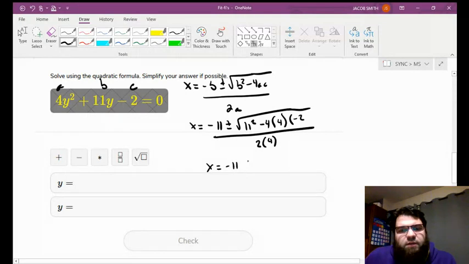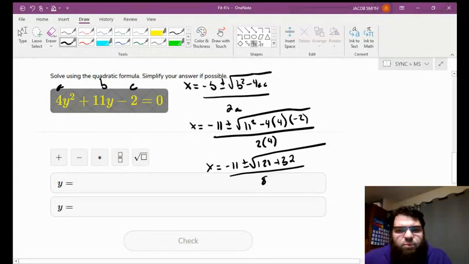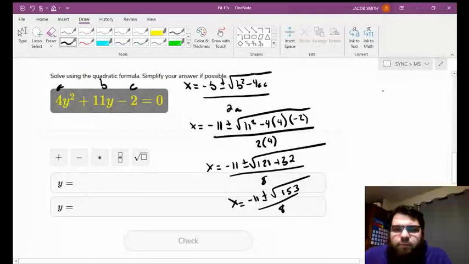We have x equals negative 11 plus or minus. We've got 11 squared, which gives us 121. And then negative 4 times 4 is going to give us negative 16, times negative 2 is going to give us actually a positive 32. Then that's all divided by 8. So then 121 plus 32 would give us 153. So I have x equals negative 11 plus or minus the square root of 153 over 8.